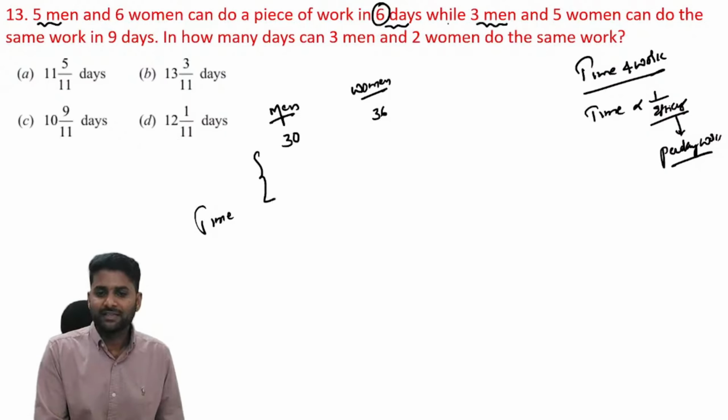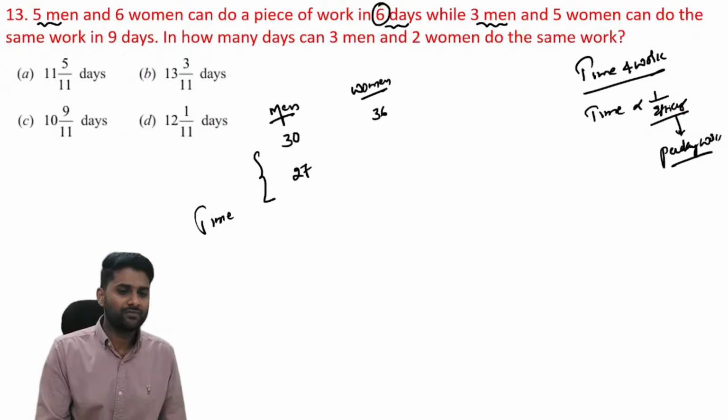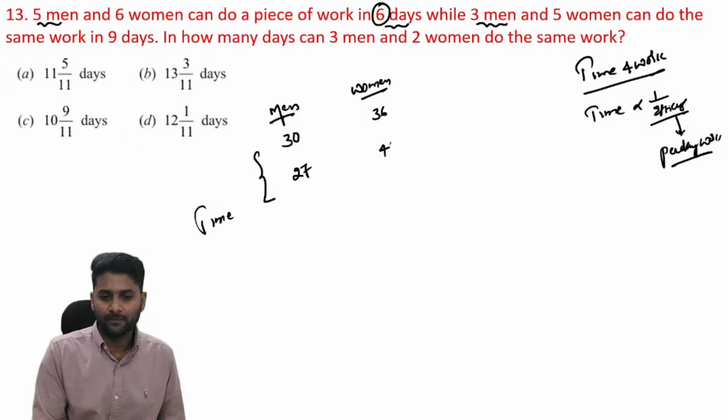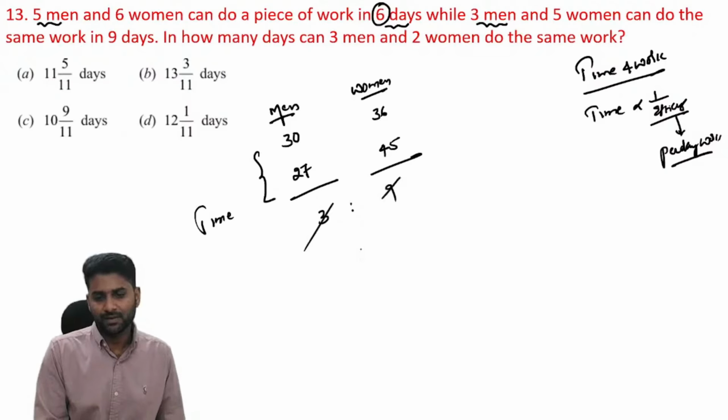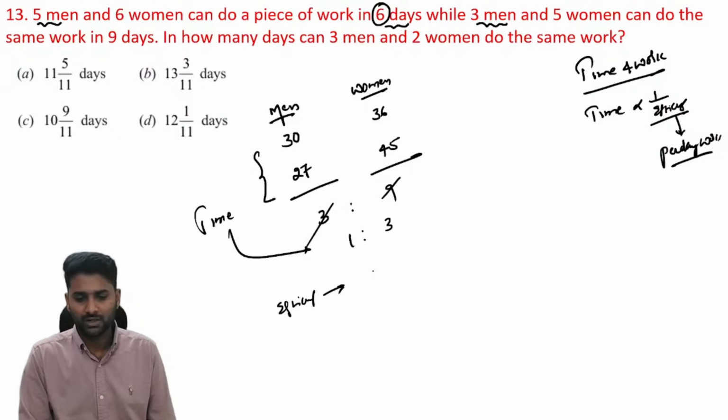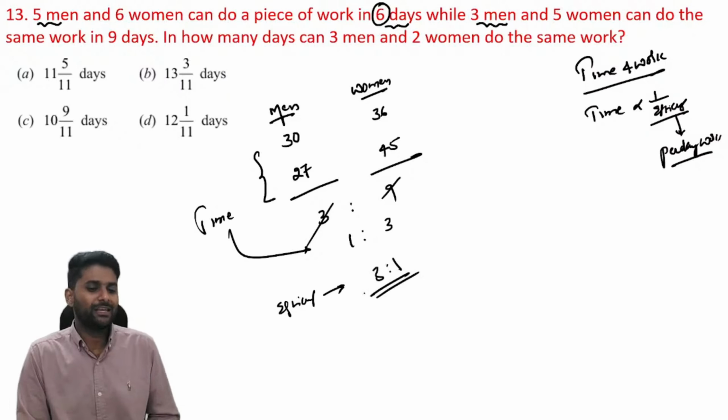If I assign 3 men for 9 days, so 3 into 9 is 27 units. And the 5 women we assign for 9 days, 45. Now, if you go through the difference between these two numbers, it is 3 is to 9. So the respective time ratio is 1 is to 3. If time is 1 is to 3, what about the efficiency? Efficiency is inversely proportional. It means 3 is to 1. Men can do 3 units at the same time, women can do only 1 unit.